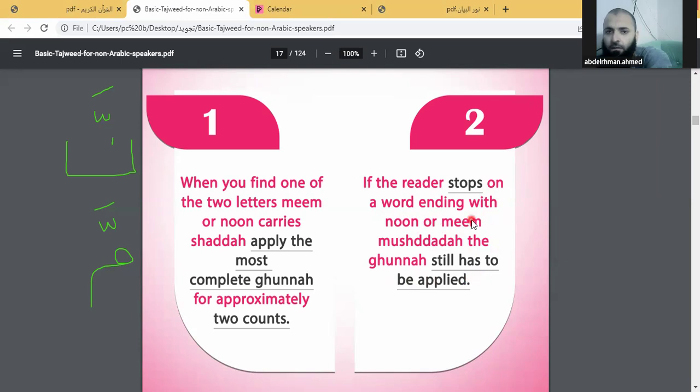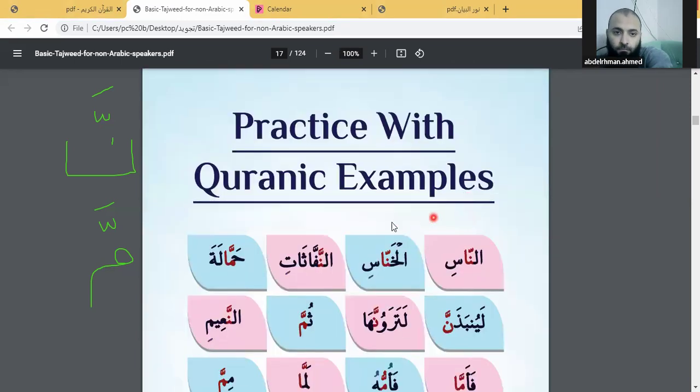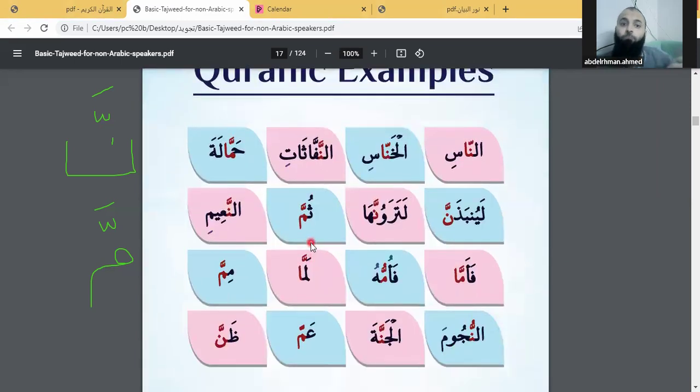Let me show you. Here, ثم. If I stopped here, what should I do? We know when we stop on a letter with a vowel, we make it sukun. So now I have shadda and sukun. How can I do that? We say thum. That's it. So if you stop again at meme with shadda or noon with shadda, you still have to do the gunna.